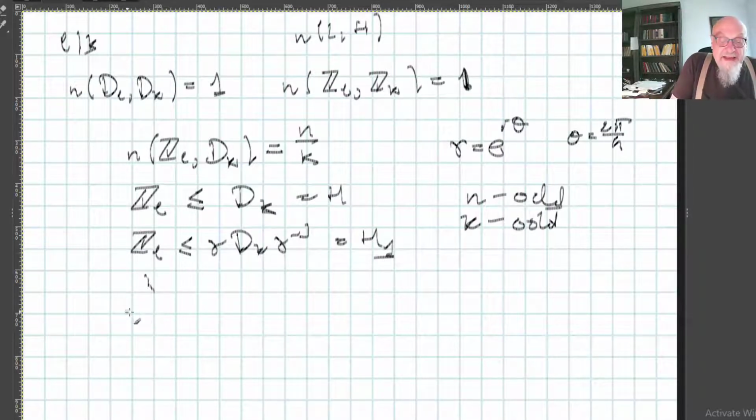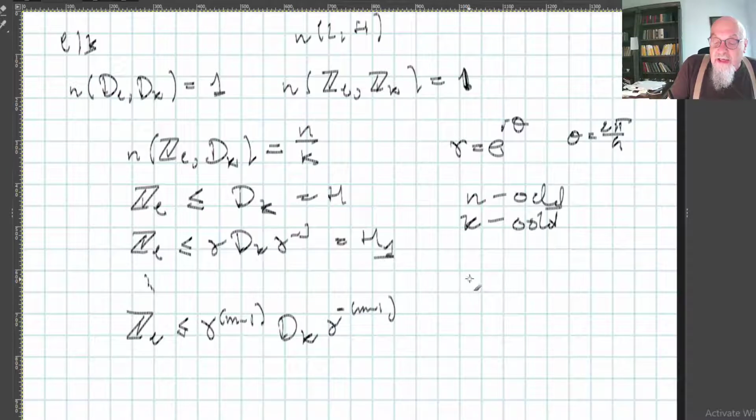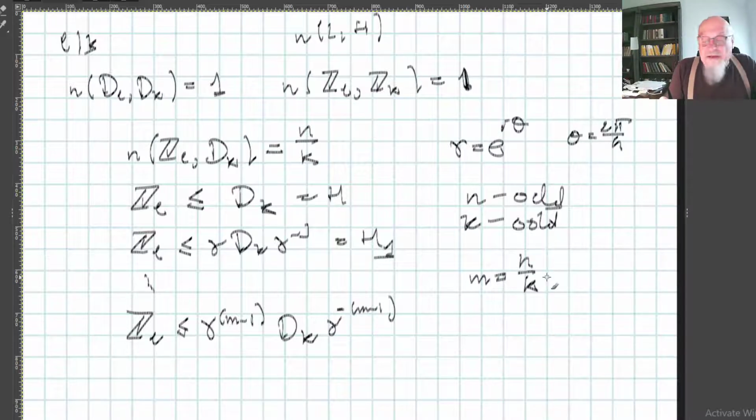And then you go and the last one that will be, and after that you will have repetition, so there will be no more the same. So this will be gamma to the m minus 1 DK, and this is gamma minus m minus 1, where m is exactly n divided by, no, that's, maybe I should not use L.